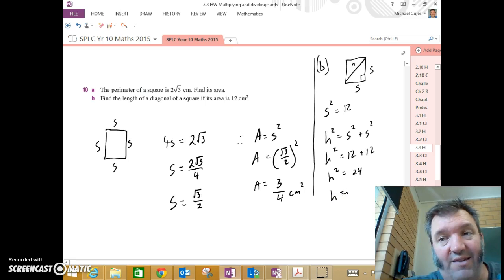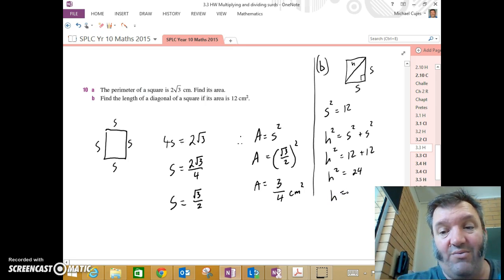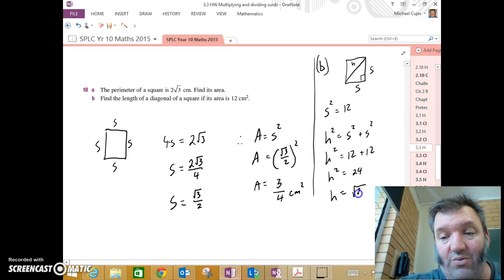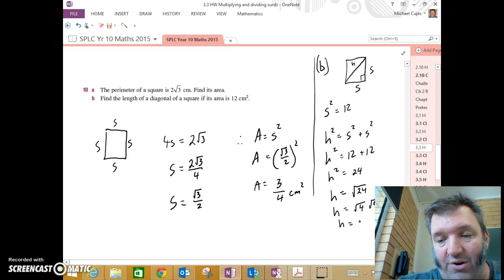Do I need to worry about the negative? No, because it's a distance, so we don't need to worry about that one. So h equals the square root of 24. Can that be simplified? Of course it can. That is root 4 by root 6. H, the hypotenuse, or the length of the diagonal, is 2 root 6 centimetres.